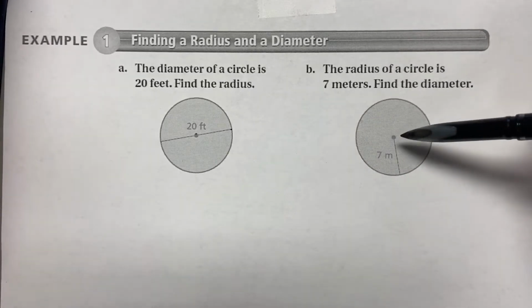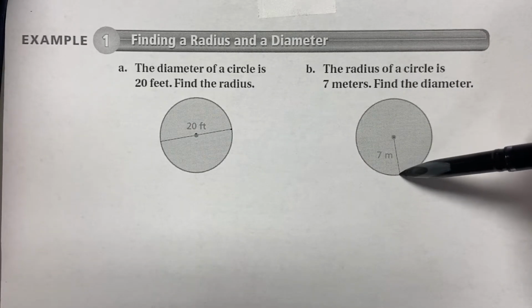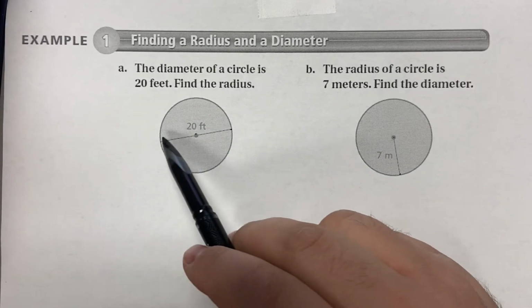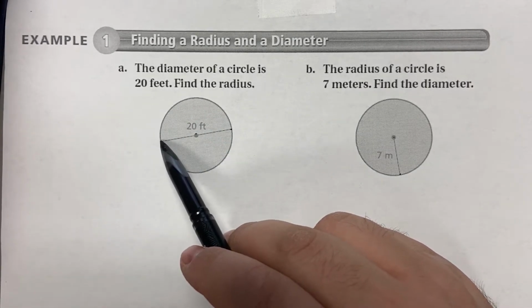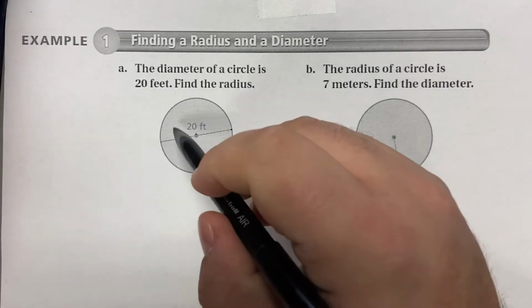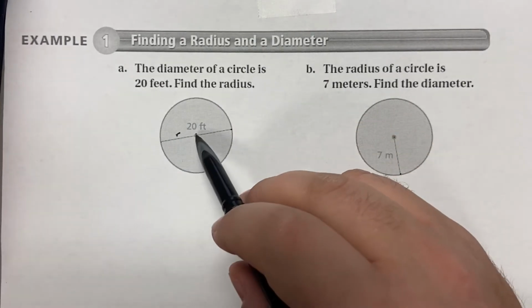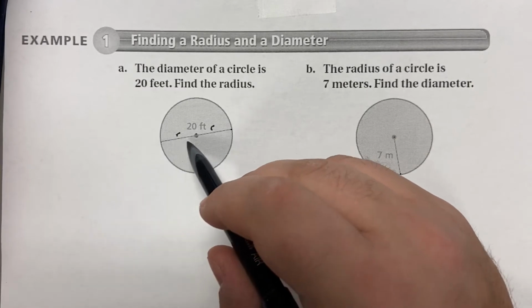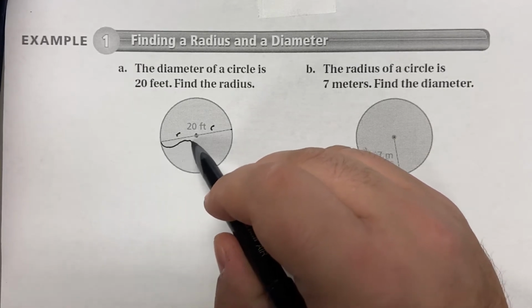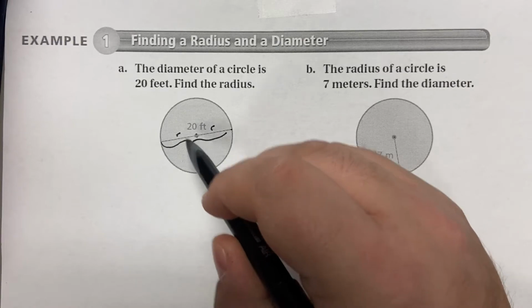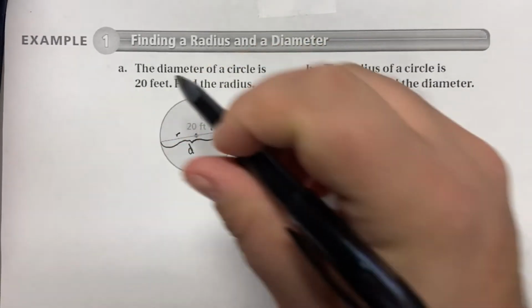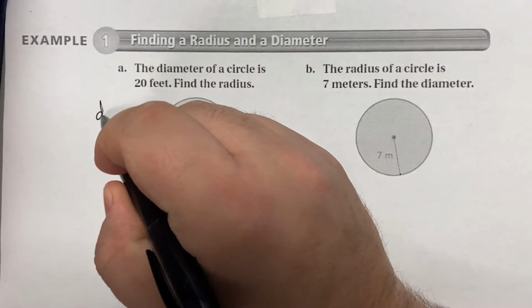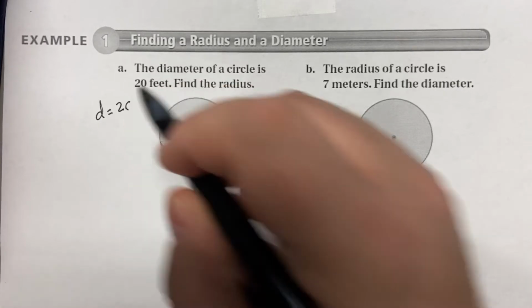Well, the definition of radius says you go from the center to the edge. So if you look at this, a diameter has two radii because you go from the edge to the center. This would be one radius. Then you go from the center to the edge. That would be another radius. And the whole thing is called a diameter. Now, with that said, that means one diameter equals 2 radii.